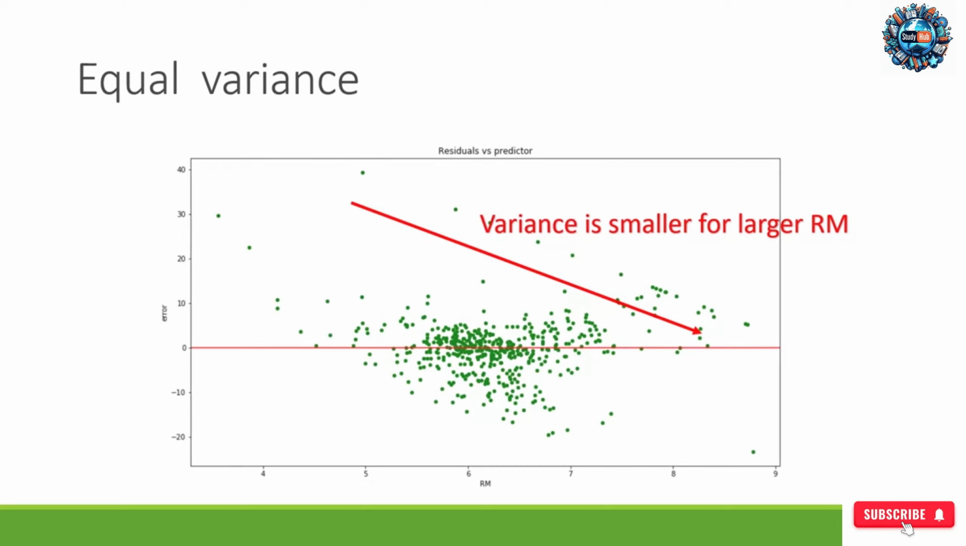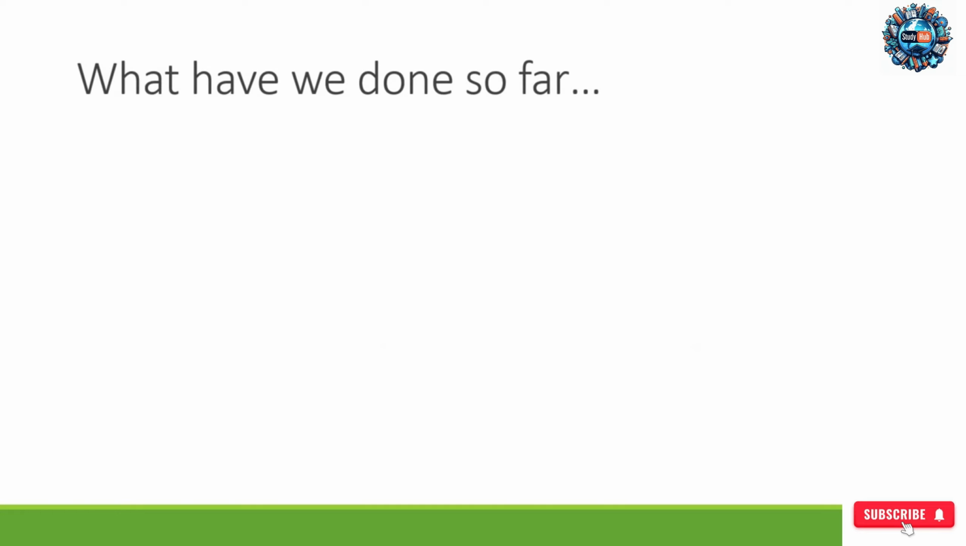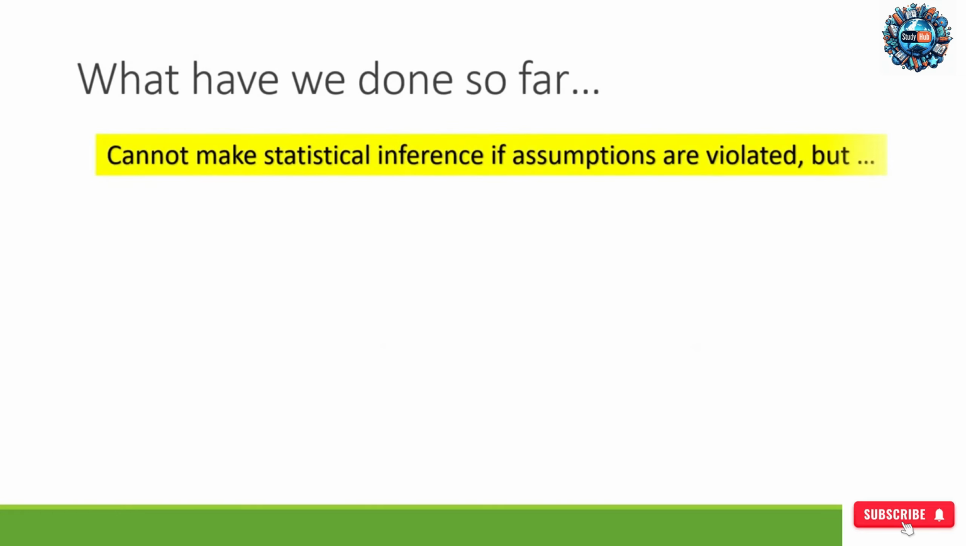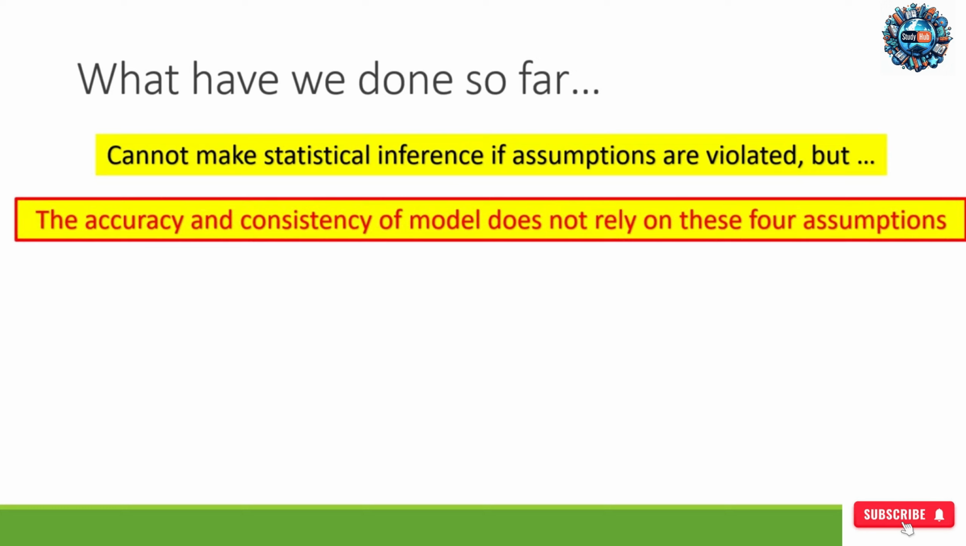As we mentioned before, if assumptions are violated, you cannot do statistical inference like testing and confidence intervals. However, the model can still be applied to make predictions. The accuracy and the consistency of your model do not rely on these four assumptions. Let us make a conclusion.